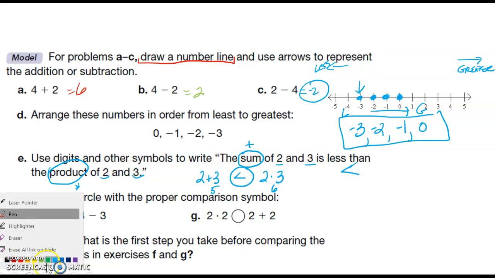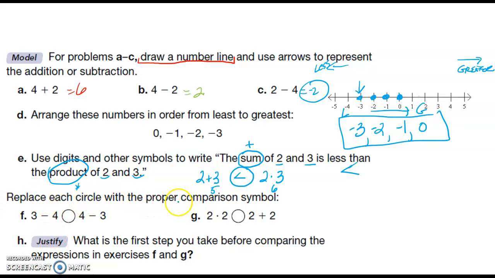All right, let's change colors here. Replace each circle with a proper comparison symbol. Remember, our comparison symbols are equals, greater than, or less than. This is less than. Okay, so here I have 3 minus 4, which is negative 1, or 4 minus 3, which is 1. And I know that if I look at the number line, negative 1 is less than positive 1. Okay, over here I have 2 times 2, which is 4, and I have 2 plus 2, which is 4, so these are equals.